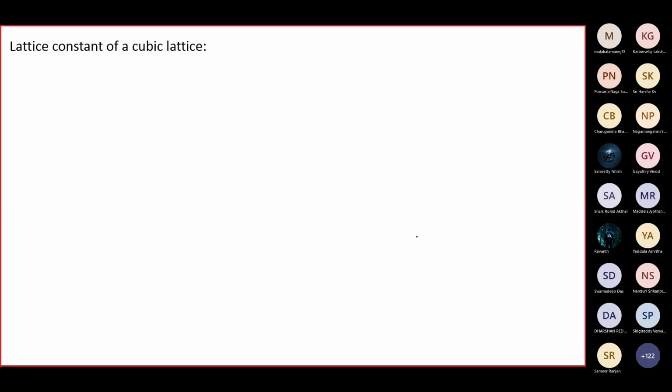Lattice constant of a cubic lattice. How do you define lattice constant? Define it quickly, from whatever you have understood. Don't Google it. Lattice constant is the same as lattice parameter. How do you define it? A equal to B equal to C. Leave mathematics, talk about physics.